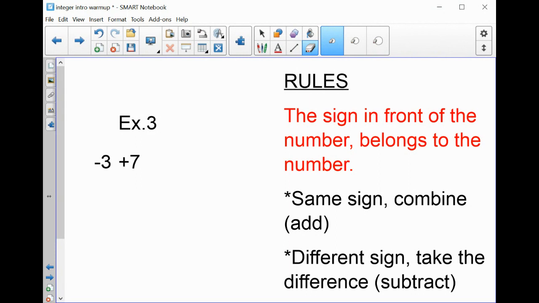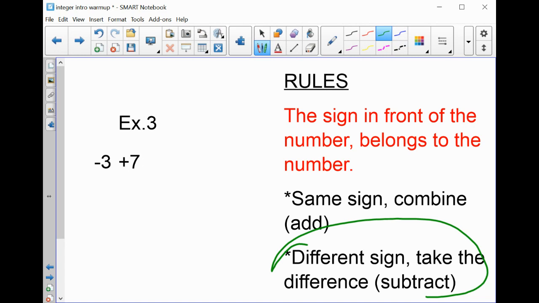Okay, let's take a look at example number 3. All right, so now here, the 3 is negative, right? The sign in front of the number belongs to the number. And that 7 is going to be a positive. It's got a positive sign, right? Negative 3 plus 7. Different signs. If they're different signs, take the difference, subtract the two numbers. So it's 7 minus 3 is 4.